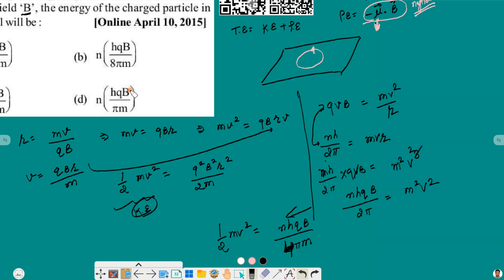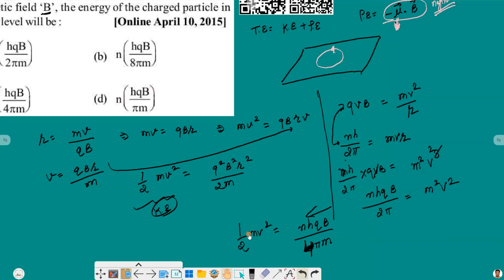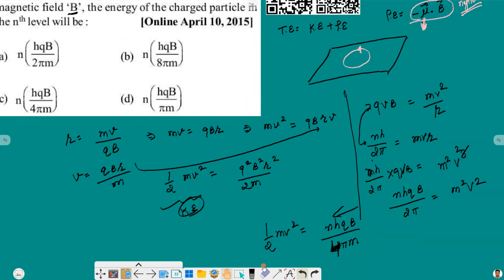So nhqb by 4 pi m, that is our option C. We could not get it via this method, so we moved via the second one. So now coming to the potential energy term, how we will calculate the potential energy.